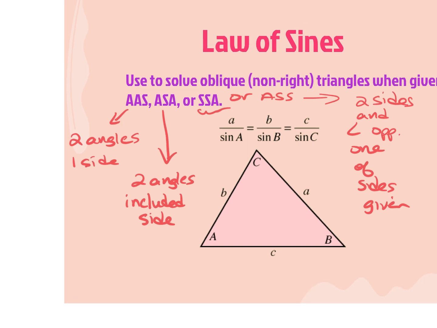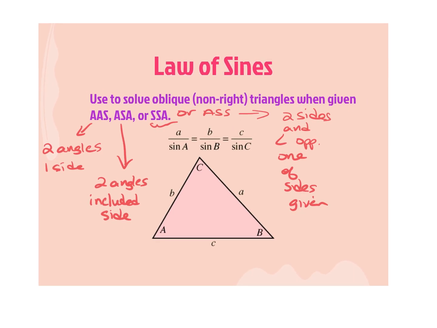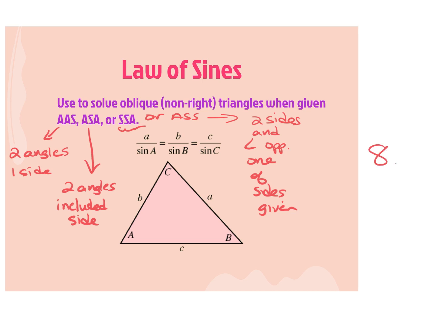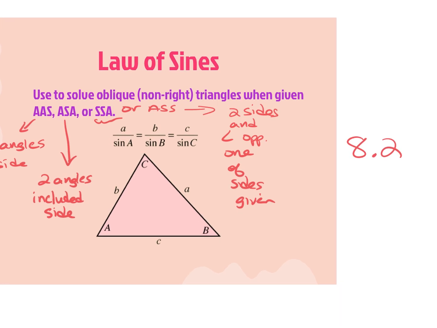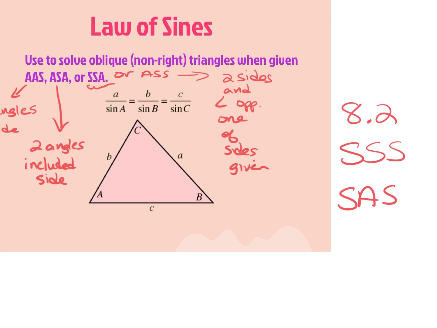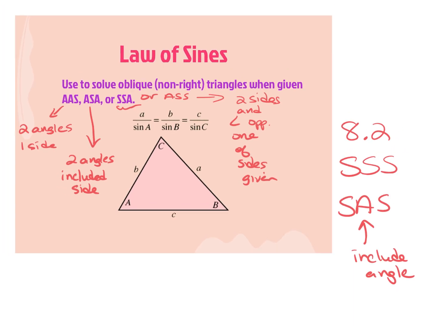Now, next week, when we cover law of cosines, which is going to be 8.2, the scenario you're going to have for that one is going to be SSS, where you're going to be given all 3 sides, or SAS, where you're going to be given 2 sides and the included angle. So this will be the scenario you'll have for law of cosines. What we're going to be doing is creating proportions.